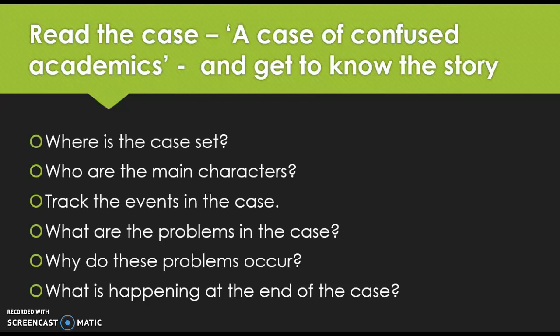Then my next question is, why do these problems occur? Well, clearly they occur because of what management is doing, but what is it that management is doing that is causing the motivation of the staff to shift and change and go up and down? Well, mainly down. So that doesn't need a lot of writing, just some notes on that. This is all preparation for answering the questions, and then finally what is happening at the end of the case, like who is doing what to whom at the end of the case.